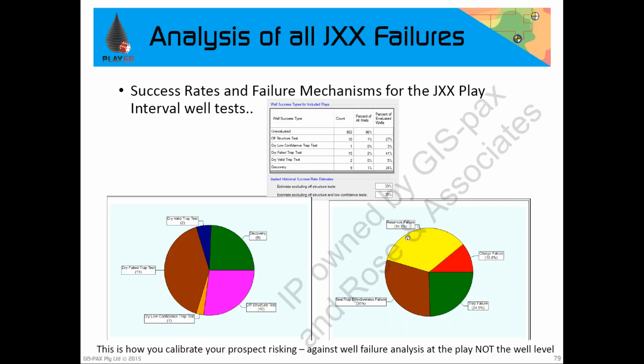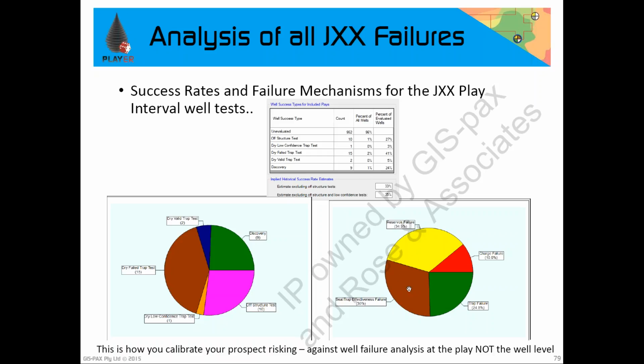I can then take an analysis of a polygon of this data. In this case, it's all the data. I could select a different subset, and I can see here that for these particular wells, for this particular play, I've actually got about a 1 in 4 success rate. If I ignore the ones that were off structure or low confidence tests, then I go up to about a 1 in 3. So if I had prospects in this particular play, in this basin, I would expect them on 3D to be about 1 in 3. That would be how I would calibrate my prospects based on my historical data.